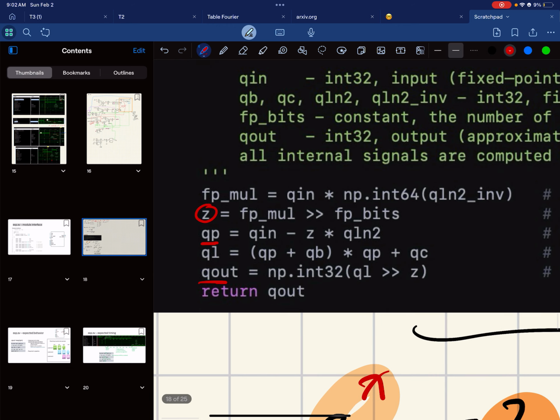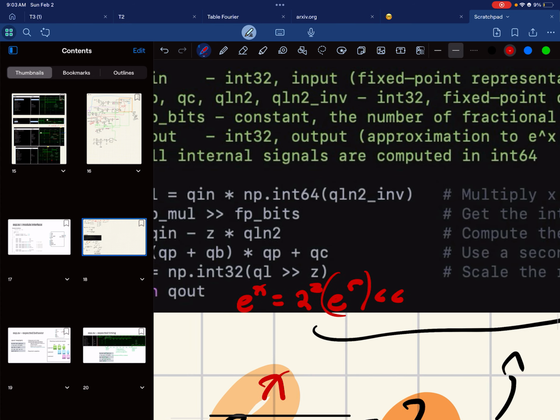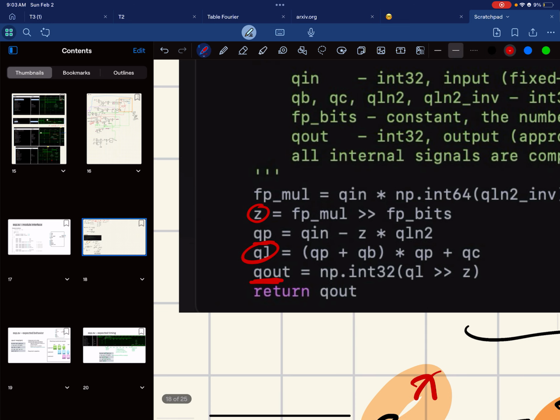And then the output Q is going to be, as we said, e to the x is going to be 2 to the z times e to the r. And so I found e to the r, it's just ql, and 2 to the z times e to the r is just e to the r shifted left z bits. And that's what we do here. We shift it left, and then boom, we're done.